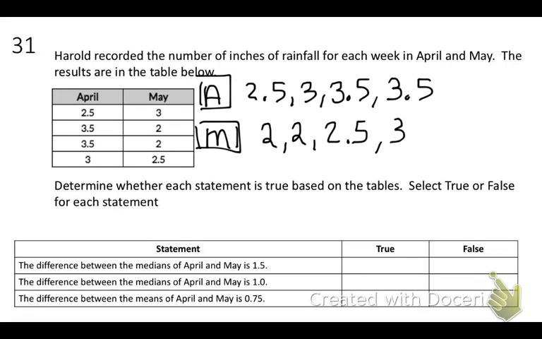Question 31. Harold recorded the number of inches of rainfall for each week in April and May. The results are in the table below. Determine whether each statement is true based on the table. Select true or false for each statement.